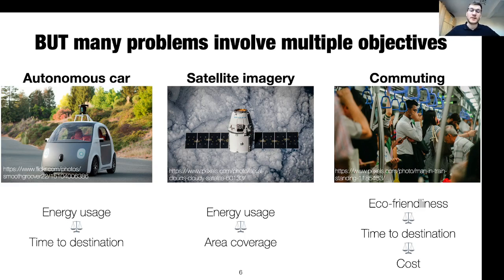Yet, many problems involve multiple objectives. For example, if you want an agent which drives an autonomous car, it has to minimize its energy usage, and also you want to minimize the time to destination. Those two objectives are conflicting because minimizing energy usage means going slower, so you will take more time to reach your destination. So what we need to do is find the best trade-off to represent the user's preference. The same goes for satellite imagery or commuting. We really have to deal with these trade-offs and find a good balance between these objectives.